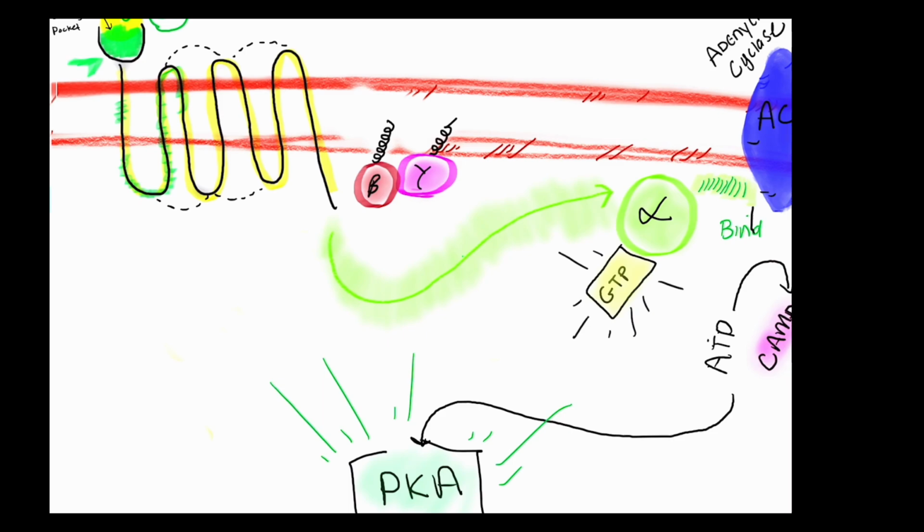Okay, so again, a G-coupled protein receptor is an adrenergic receptor. It is going to receive a signal from epinephrine or norepinephrine, or it's going to receive a signal from a drug. That drug is going to be an antagonist, or it's going to be an agonist that is going to modify PKA action in some capacity.